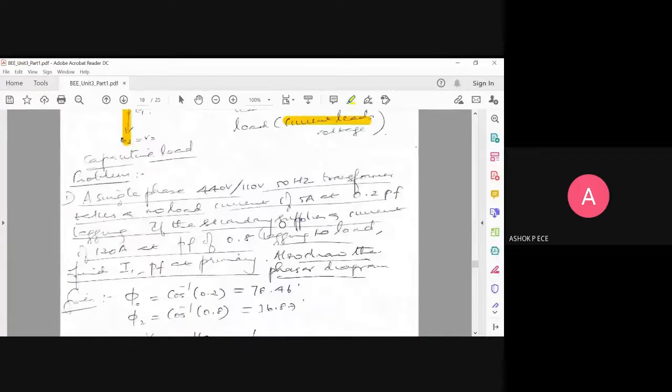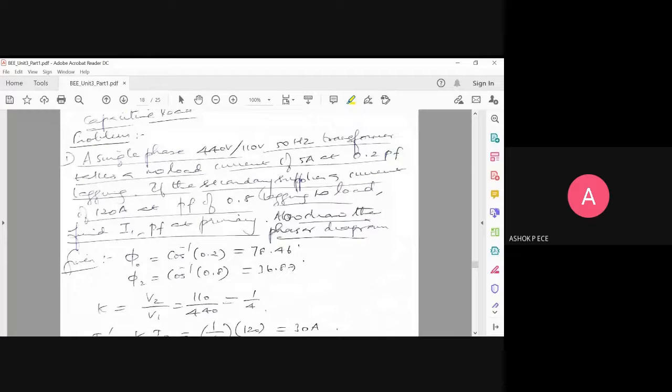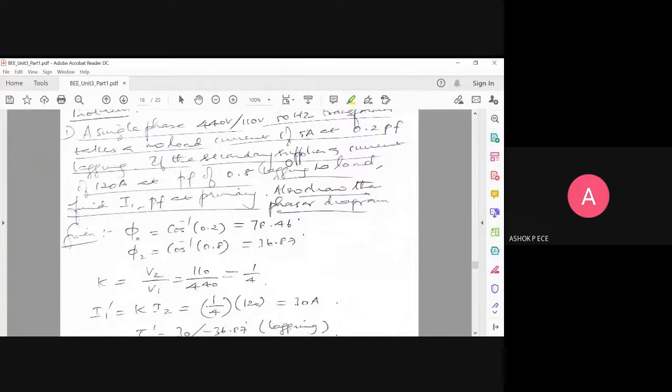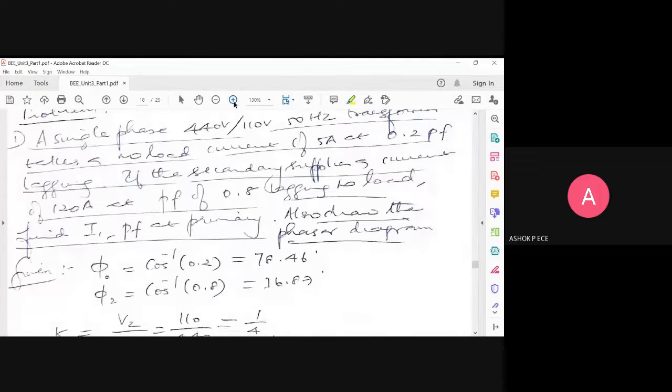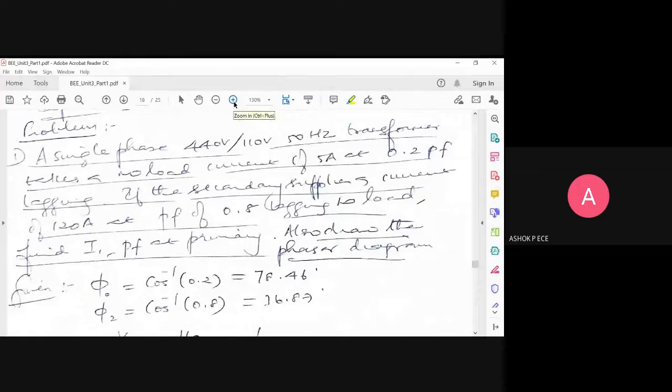So maybe we'll see this problem. A single phase 440 volt bar 50 hertz transformer takes a no load current of 5 amperes at 0.2 power factor lagging. The secondary supplies a current of 120 amperes at a power factor of 0.8 lagging to load. Find I1 and power factor at primary. Also draw the phasor diagram.